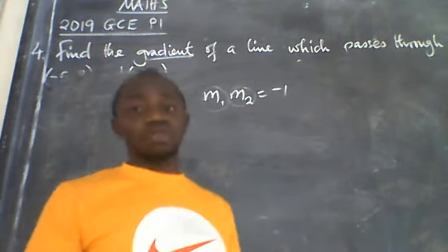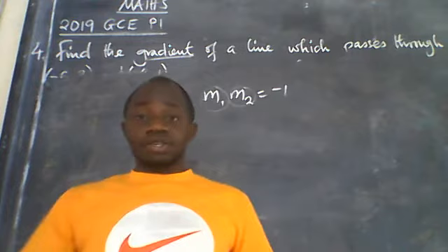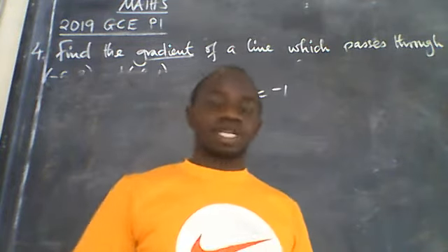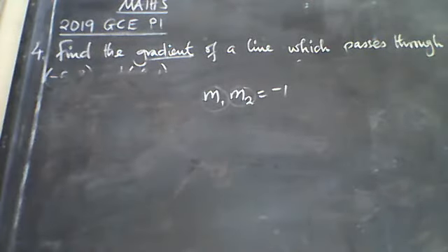The other thing that you need to know is about collinear points. Collinear points have the same gradient, and they lie on the same line. So basically that is about that. Let's move on to the next question.